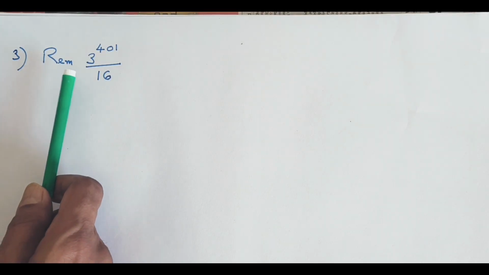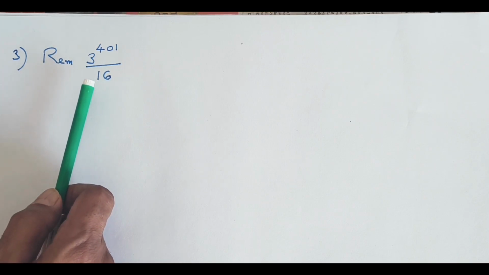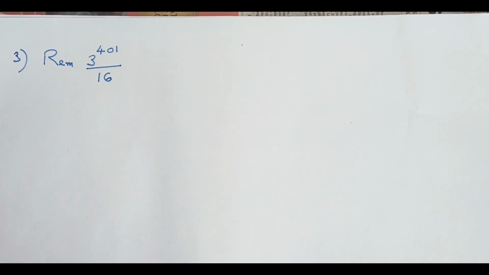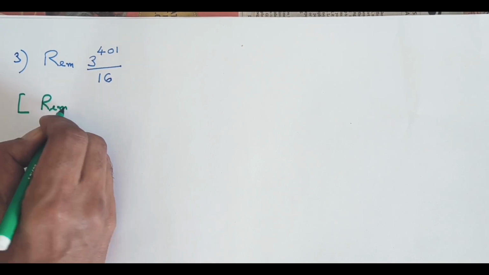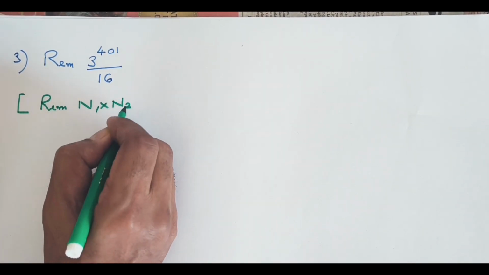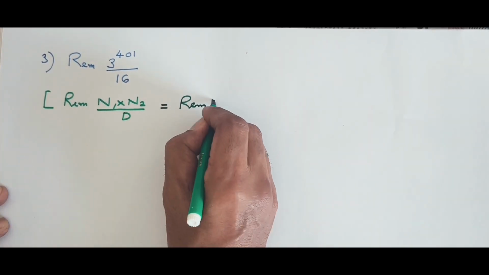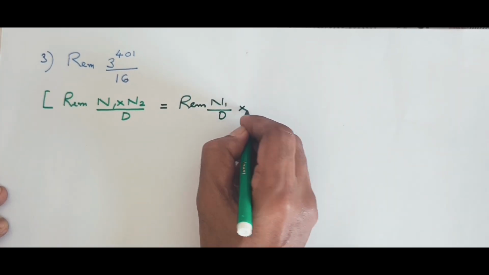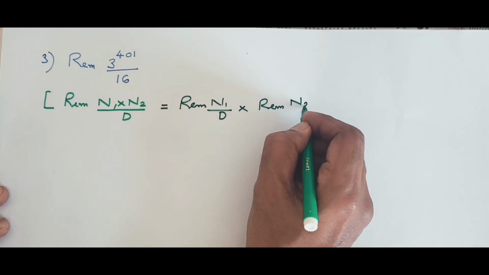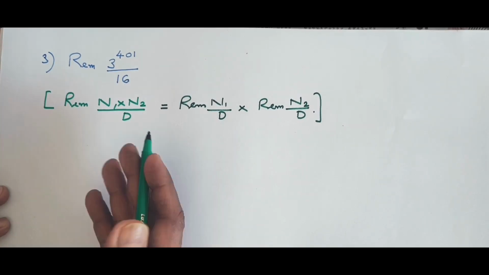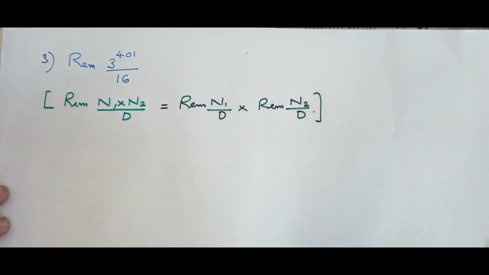Remainder of 3 to the power of 401 when divided by 16. This is also one of the problems shown to you at the beginning of the video. There is one more result I need to introduce you to before solving this problem. We've already seen that remainder of n1 multiplied by n2 when divided by d equals remainder of n1 when divided by d multiplied by remainder of n2 when divided by d. Here there are 2 terms. You can extend this to 3, 4 or any number of terms.